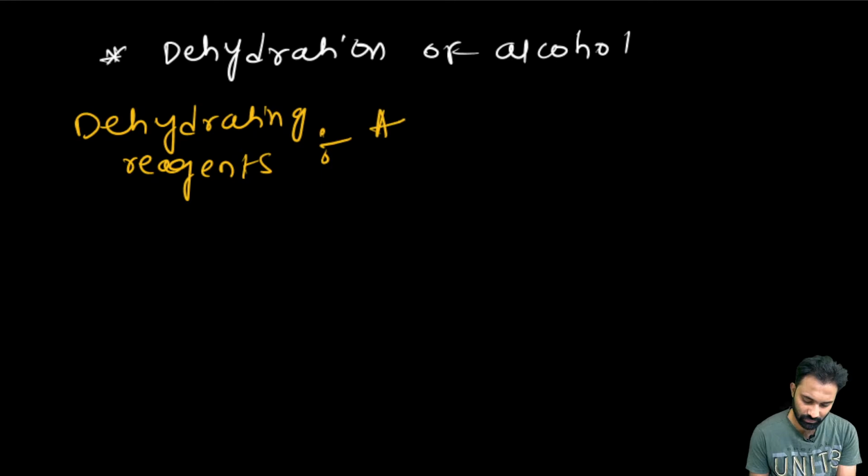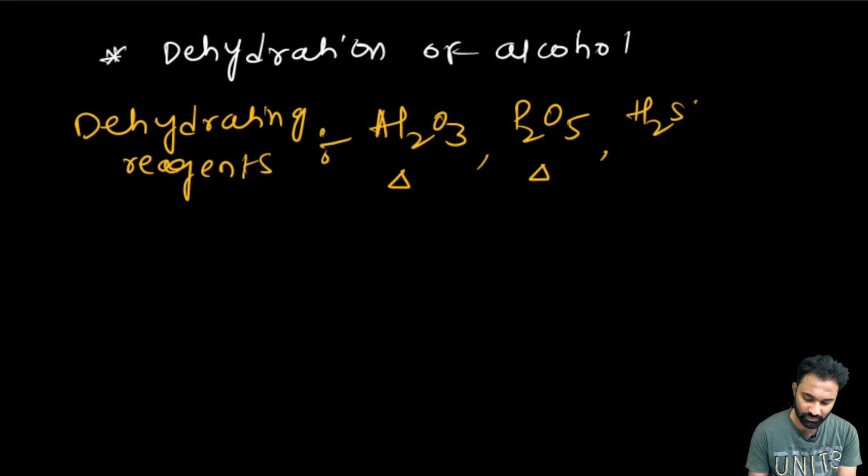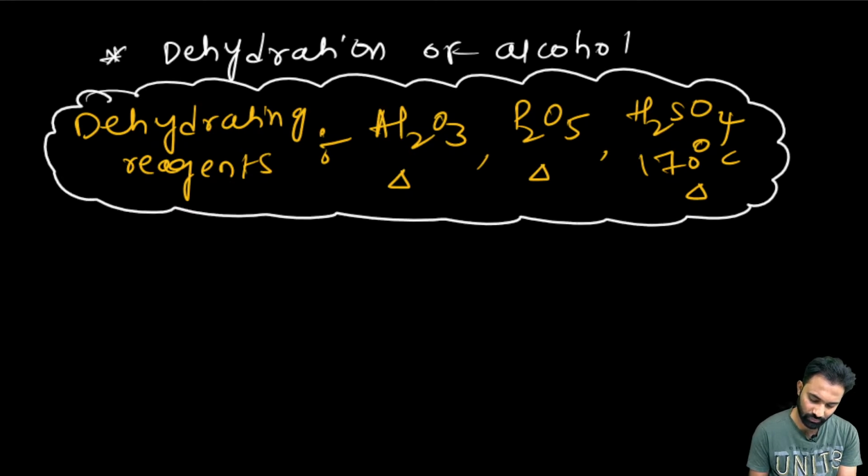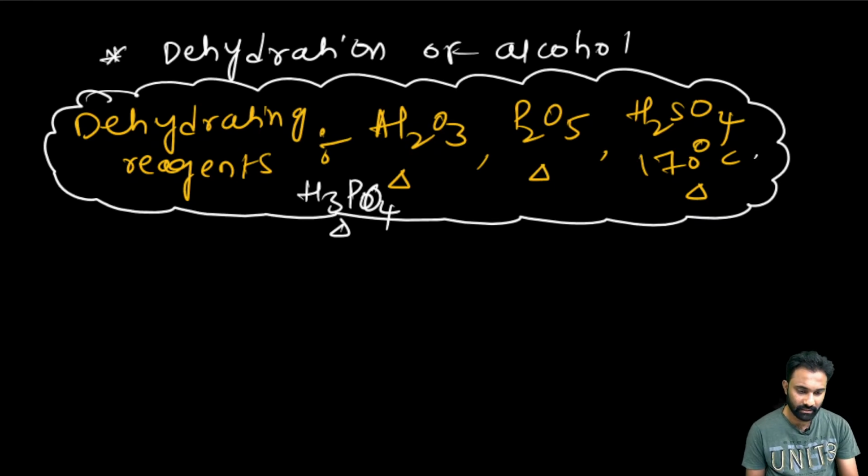First one, Al2O3 upon heating. Next, P2O5 upon heating. Next, H2SO4 at 170 degrees and heating. These are some dehydrating reagents you have to remember. Clear? Now, next H3PO4 upon heating also. These are also some dehydrating agents.